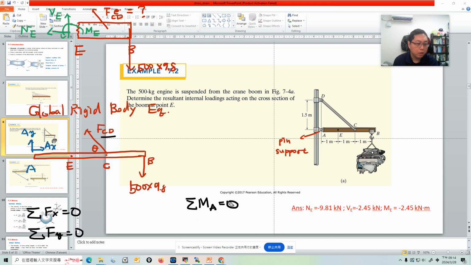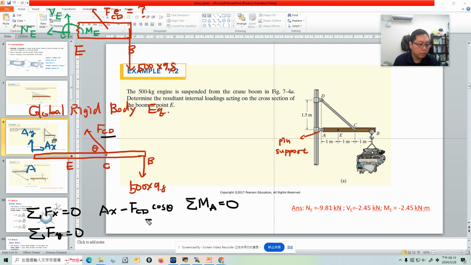For the sum of Fx equal to 0, we have AX, and do we have other x component forces? Yes, we have FCD times cosine theta. But be careful, it's reversed, it points to the left. So it's the negative sign: minus FCD cosine theta.